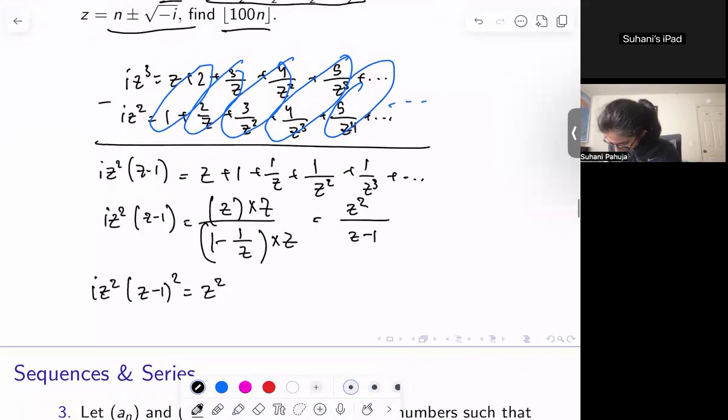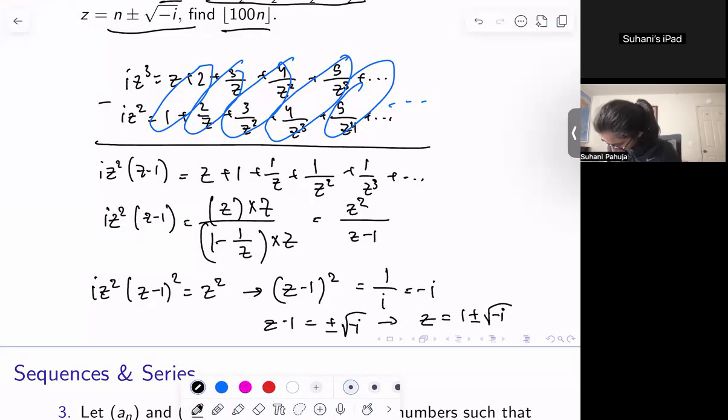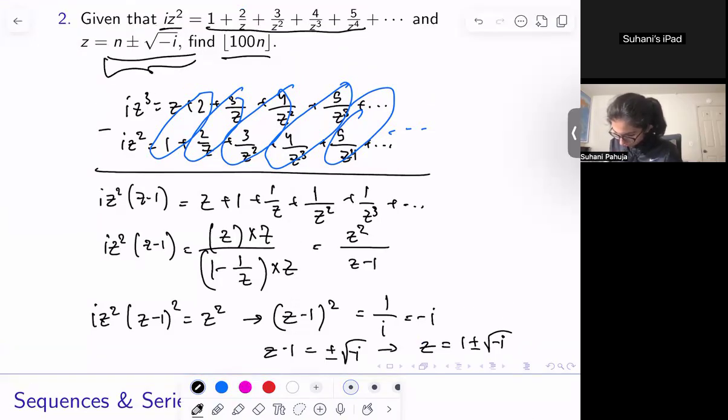And this tells us that z minus 1 squared should be equal to 1 over i. And 1 over i is just negative i. So z minus 1 is equal to plus or minus the square root of negative i. And this means that z is equal to 1 plus or minus the square root of negative i. And so thus, we actually got the value of z in this form. And that means that n is equal to 1. And so the floor of 100 times 1 is equal to 100. And that's our final answer.